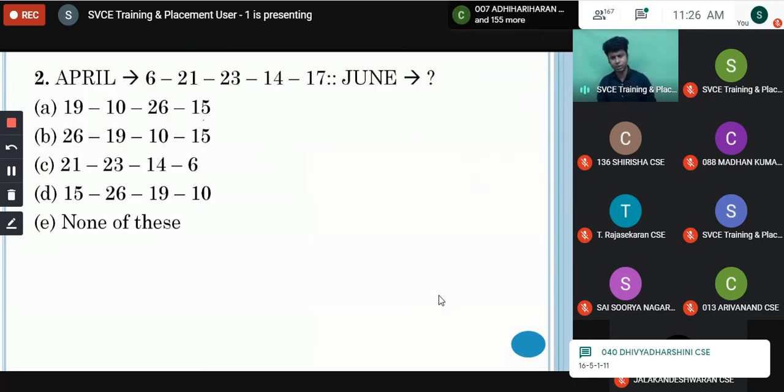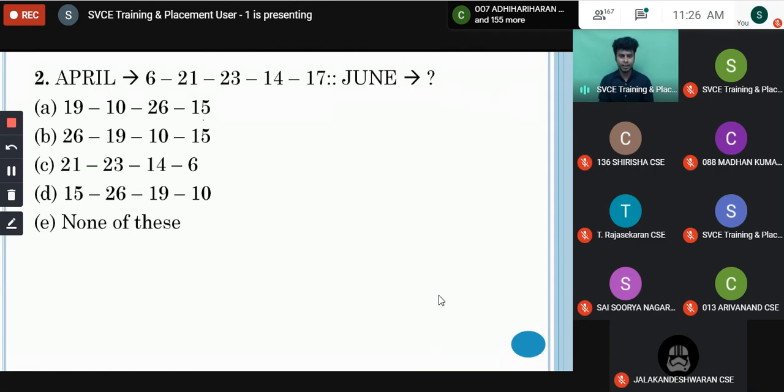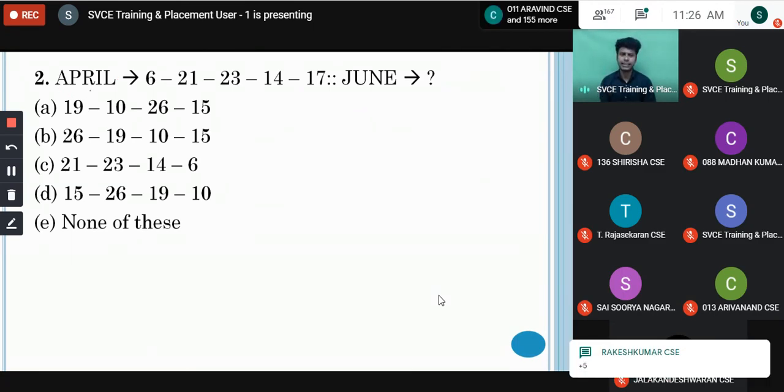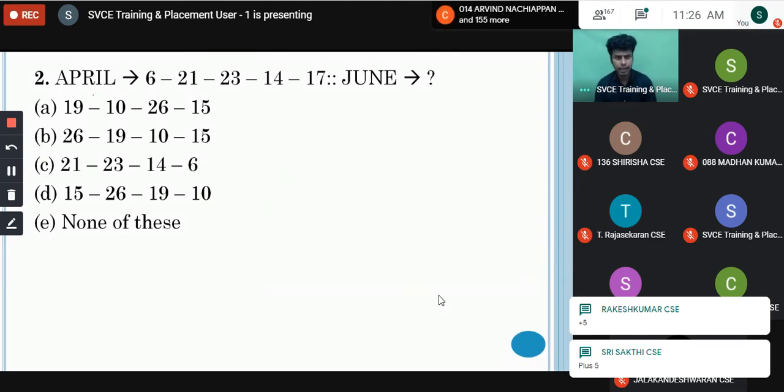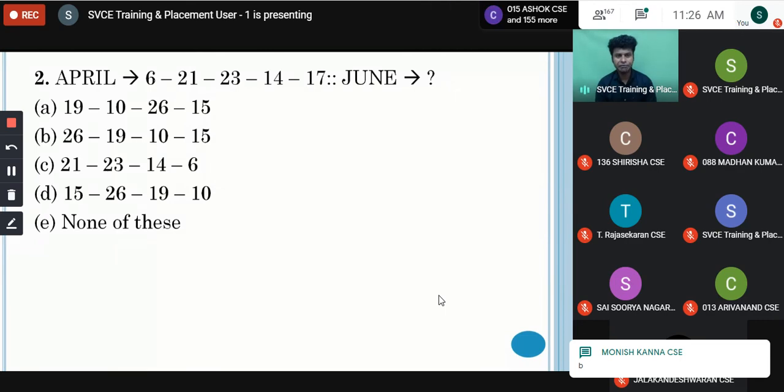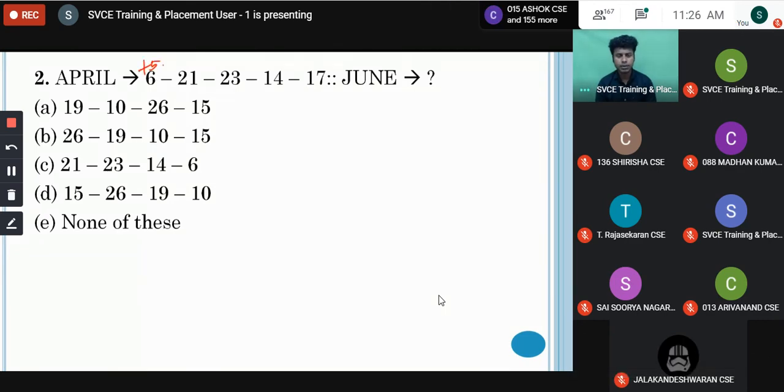Now try to find this logic, my dear friends. Anyone? The word APRIL is coded as 6, 21, 23, 14, and 17. What is the logic behind this? Any guesses? A ka value kya hai? 1. P value is 16. R value is 18. And I value is 9. And L value is 12. So everywhere you can see, they have added 5. Right? Everywhere they have added 5.